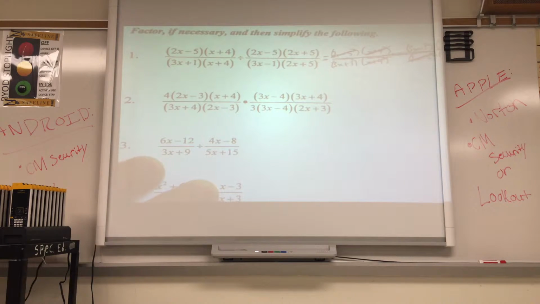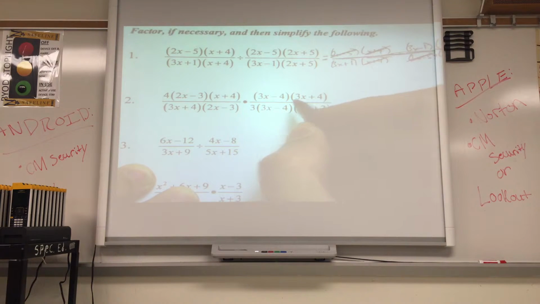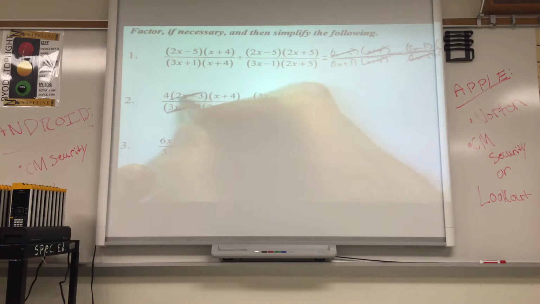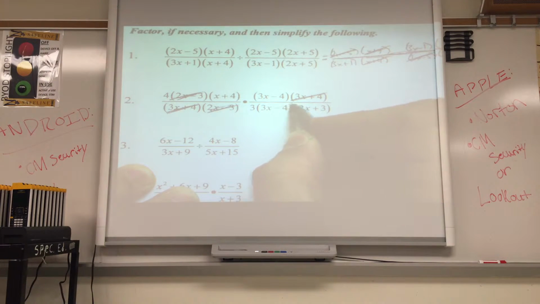Okay, so multiplication, even easier than division. You don't have to flip and multiply by any reciprocal. You're just multiplying straight across. So next question, is everything factored? In this case, yes it is. So start canceling things out then. We have 3x plus 4, 3x plus 4. 2x minus 3, 2x minus 3. 3x minus 4, 3x minus 4. So I'm left with 4 and x plus 4 on top. 4 times x plus 4 divided by 3 times 2x plus 3.